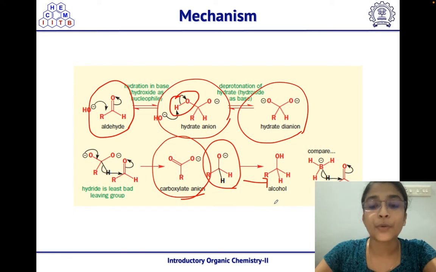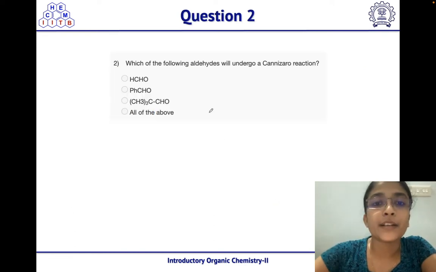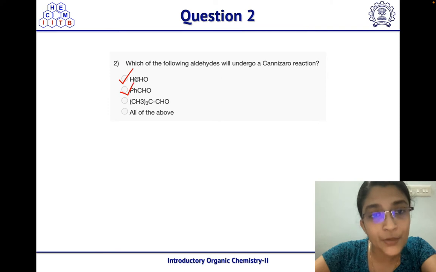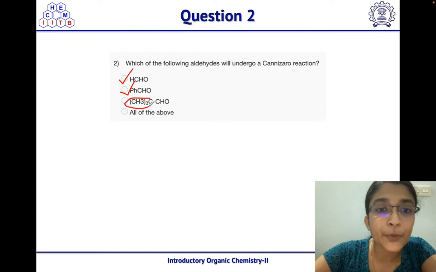Okay. So here they have asked which of the following aldehydes will undergo a Cannizzaro reaction. For a Cannizzaro reaction, we have seen that the essential criterion is a non-enolizable aldehyde. The aldehyde should not have any alpha hydrogen. In case of formaldehyde, it is not having any alpha hydrogen, so it can undergo Cannizzaro reaction. And in case of benzaldehyde as well, there is no alpha hydrogen, so it can also undergo Cannizzaro reaction. And here, this tertiary butyl aldehyde is also not having any alpha hydrogen.